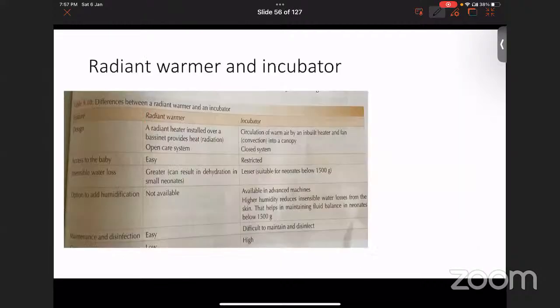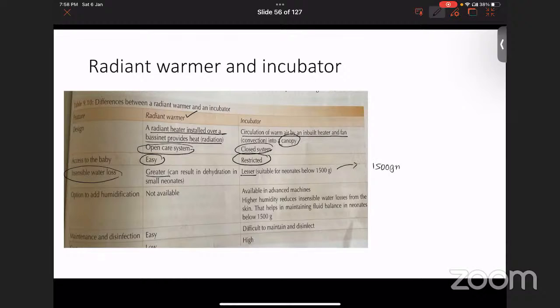These are the differences. In a radiant warmer, a radiant heater installed over a basin provides heat. It's an open cot system, so access to the baby is easy. Whereas in an incubator, circulation of warm air by an inbuilt heater and fan into a canopy, it's a closed system, so access to the child is restricted. Insensible water loss is more in the radiant warmer, whereas it's less in the incubator. That's the reason why the incubator is more suitable for 1500-gram babies or less than 32 weeks babies.